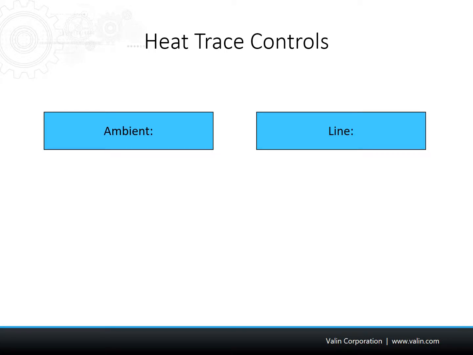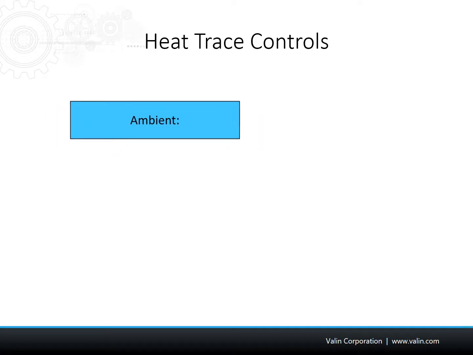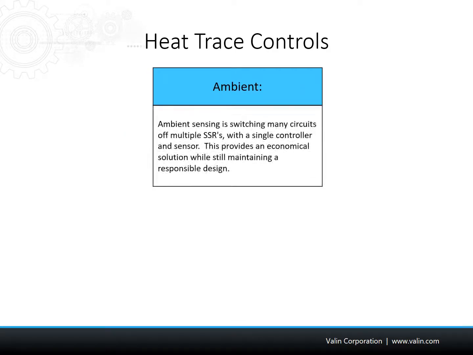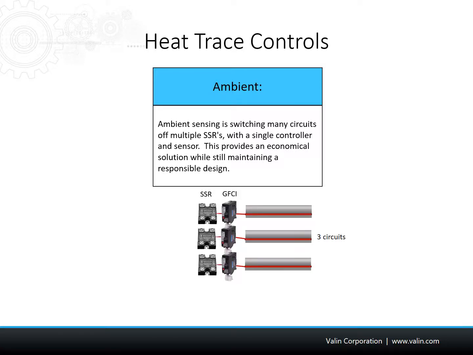We'll start by looking at heat trace controls. There are two main methods of control in heat trace, ambient and line sensing. Ambient sensing is switching many circuits off of multiple SSRs with a single controller and sensor. This provides an economical solution while still maintaining a responsible design. Let's say, for instance, we have 3 circuits of heat trace, each with its own GFCI and SSR power switch. There would only be one controller operating all of these circuits off of the temperature reading of a single thermocouple.